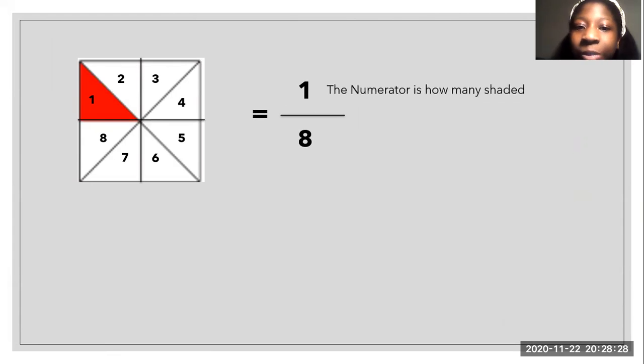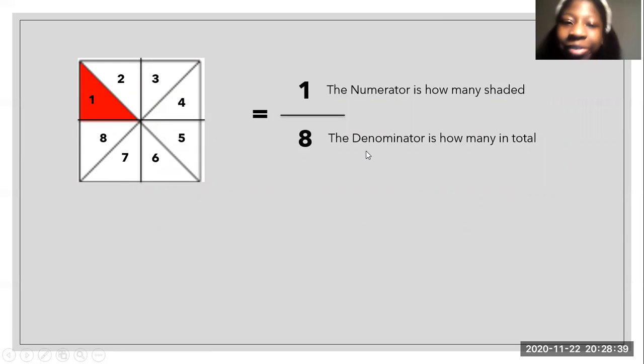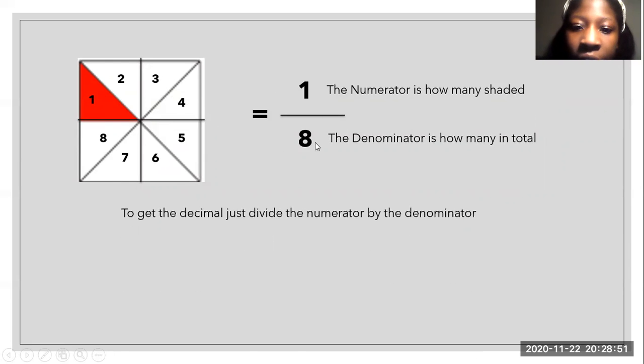The top is the numerator, and the 8 is the denominator. The numerator is how many is shaded and will go on top, and how many in total will go on the bottom, the denominator. Now, since we have a fraction, we have to give it as a percentage. To do this, you divide the numerator by the denominator, and this will give us 0.125. To get the percentage, you just move the decimal over 2 places, which will give us 12.5%.